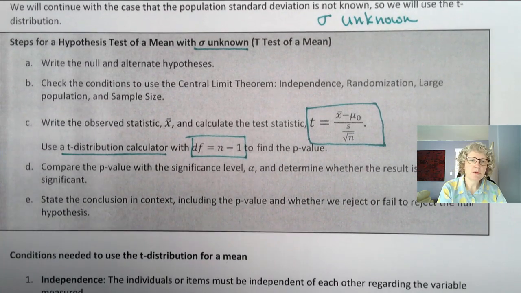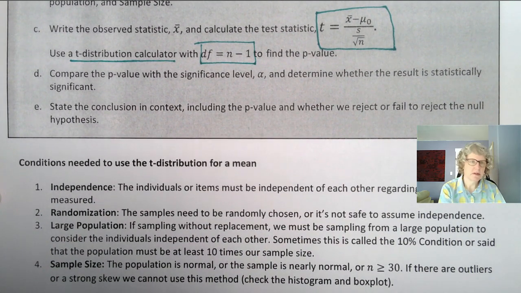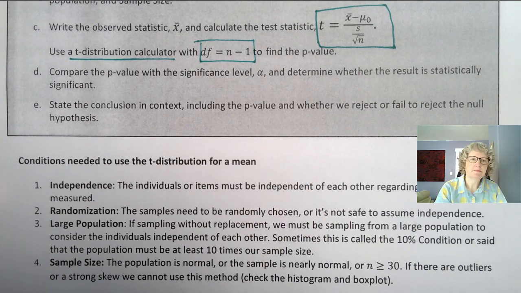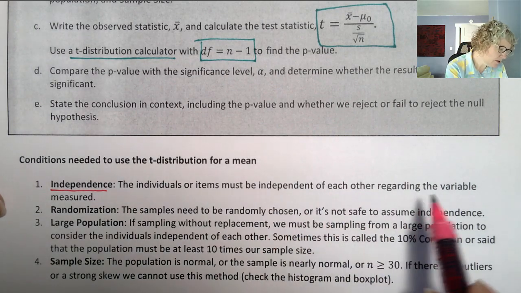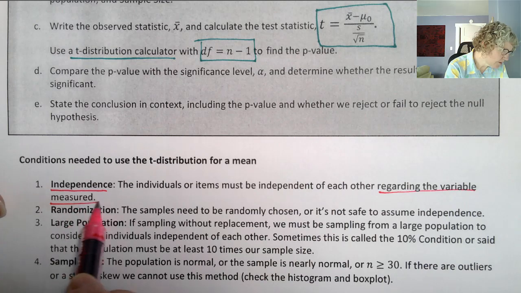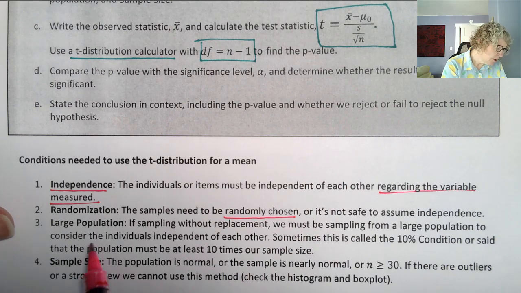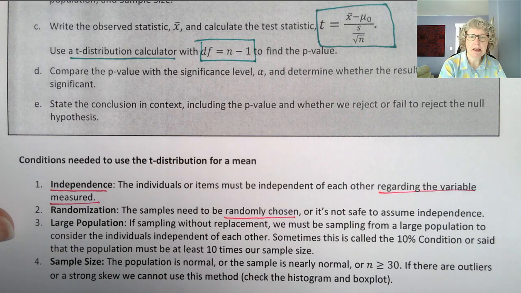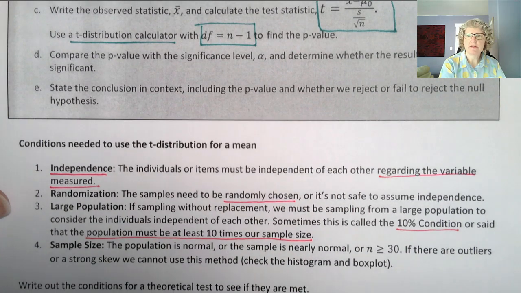Okay, so let's just review our conditions. These will be the same as we just looked at for the confidence interval for a mean. Independence. The individuals or subjects must be independent of each other regarding the variable measured. Okay, we need a random sample, randomization. Large population. If sampling without replacement, we must be sampling from a large enough population to consider the individuals independent of each other. So sometimes it's called the 10% condition, or the population must be at least 10 times our sample size. That's usually how I write it.